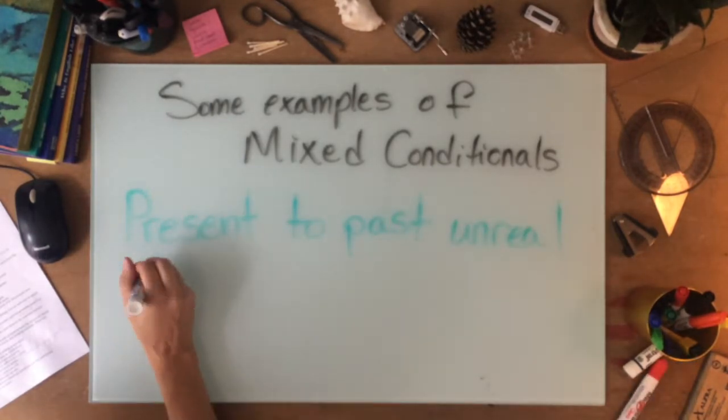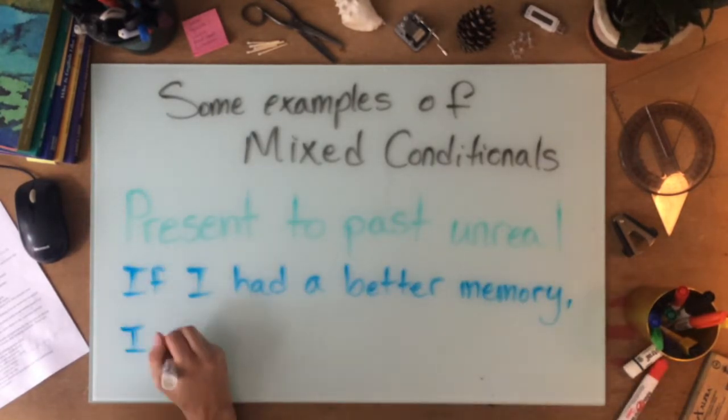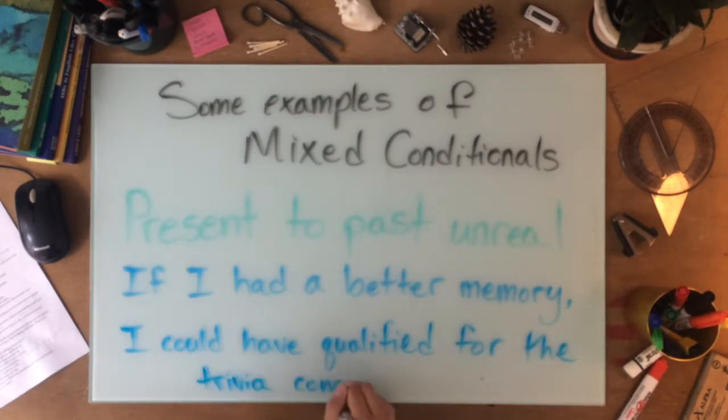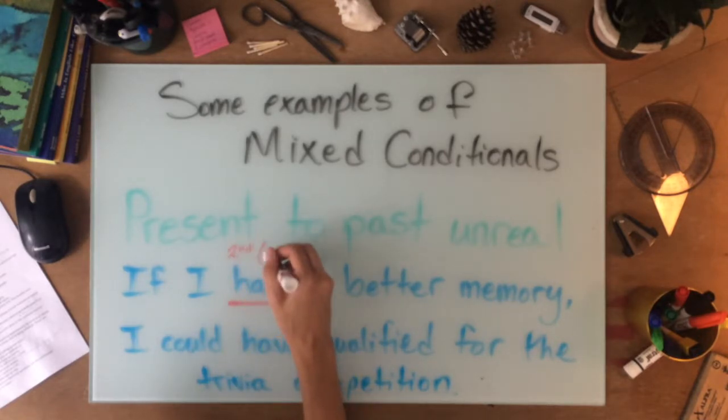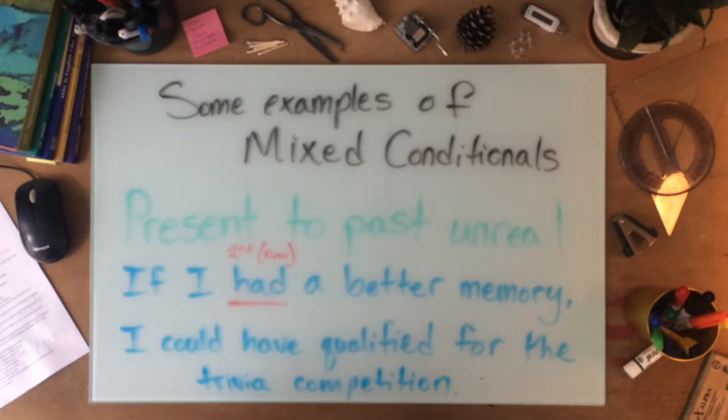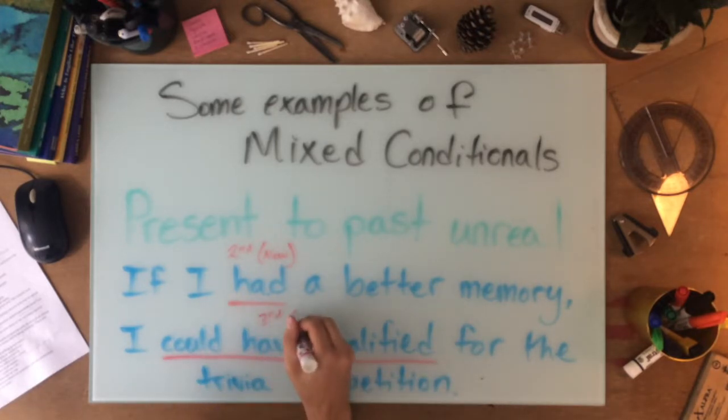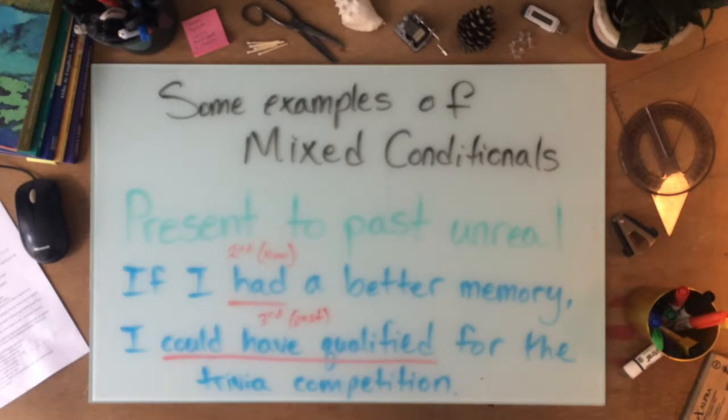Okay, another example. If I had a better memory, I could have qualified for the trivia competition. In this one, we used the second conditional in the first part of the sentence because it's something that could be true now. And we used the third conditional in the second part of the sentence because it's a hypothetical past.